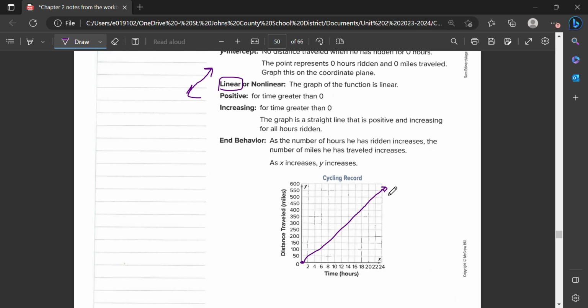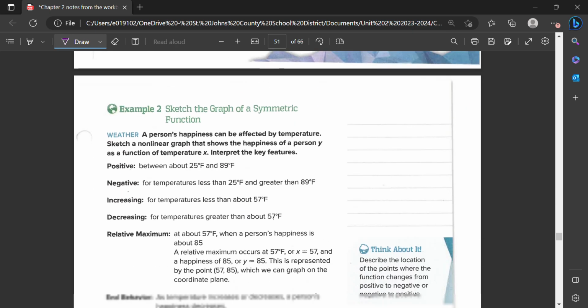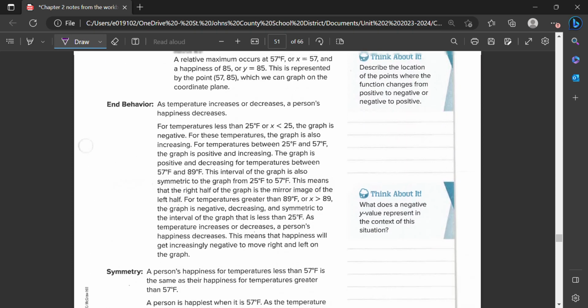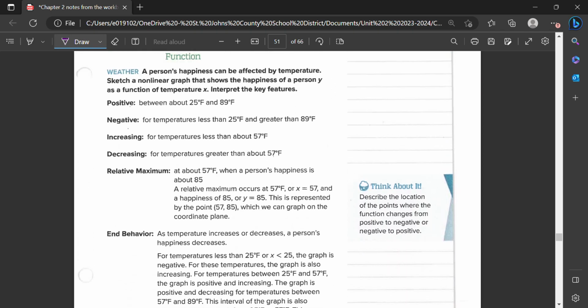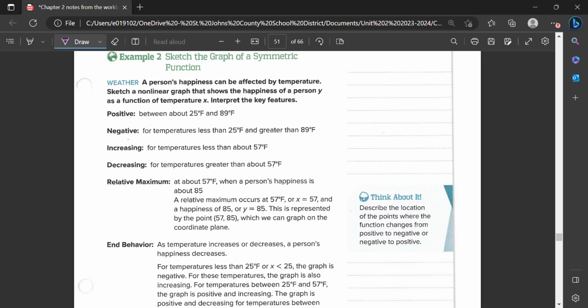All right. Okay. On to the next problem. A person's happiness can be affected by temperature. Sketch a nonlinear graph that shows the happiness of a person Y as a function of temperature X. Interpret the key features. So it's positive between 25 Fahrenheit and 89 Fahrenheit. That means it's going to be above the x-axis.